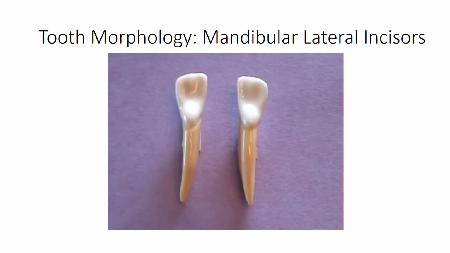The lingual view has a small cingulum placed a little bit more distally. There's a lingual fossa. And the mesial marginal ridge is longer than the distal marginal ridge.